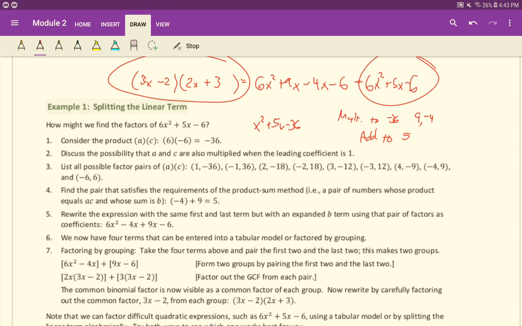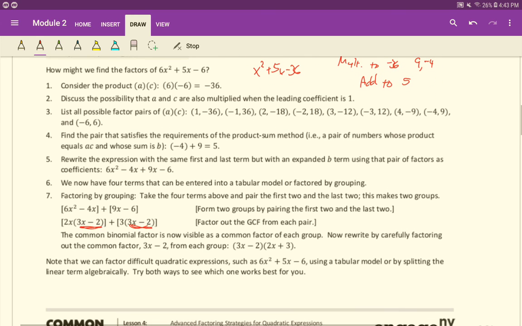And from those groups, we can factor out a GCF now. So factor the GCF out of this, and it's a 2x, and you're left with a 3x minus 2. Factor the GCF out of this, it's a 3, and you're left with a 3x minus 2. And notice that you have the same leftovers. You can then furthermore factor out a 3x minus 2, which leaves you behind with a 2x and a plus 3. So there's 2x plus 3, there's 3x minus 2, and that is how our 6x squared plus 5x minus 6 factors right to that.